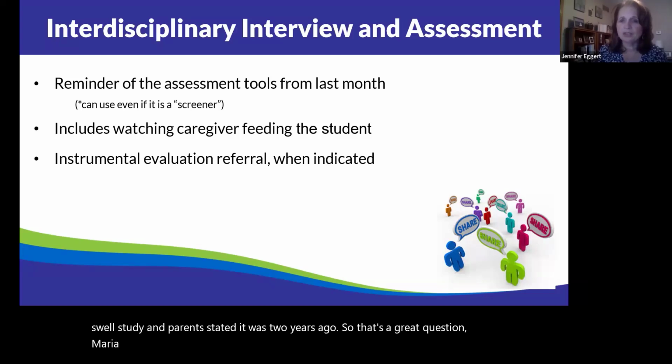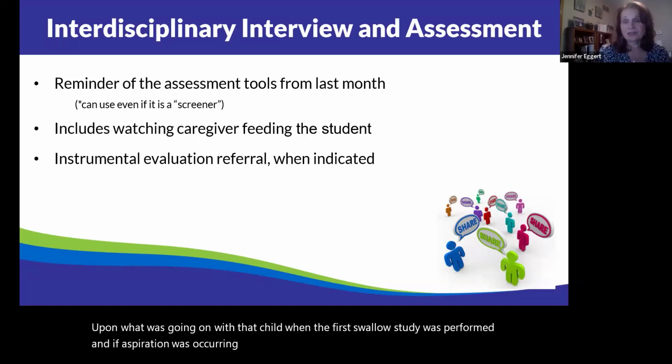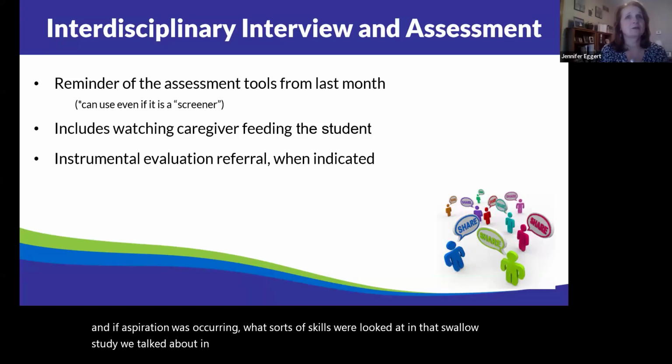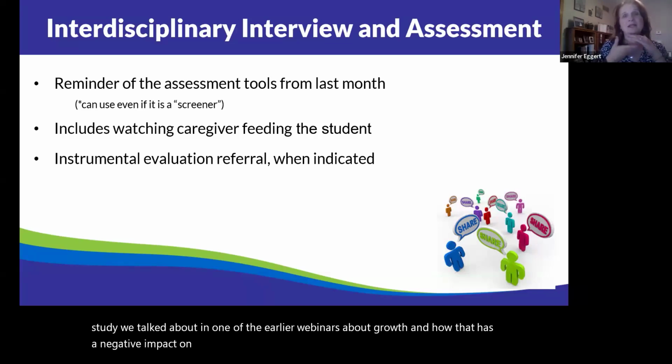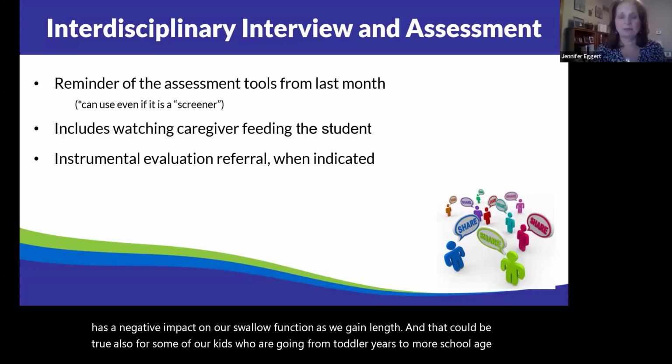First of all, how often should swallow studies be performed? It really depends on the child. It depends upon what was going on with that child when the first swallow study was performed, and if aspiration was occurring, what sorts of skills were looked at in that swallow study. We talked in one of the earlier webinars about growth, and how it can have a negative impact on our swallow function as we gain length. That could be true also for some of our kids who are going from toddler years to school age years. So that is something absolutely to consider.